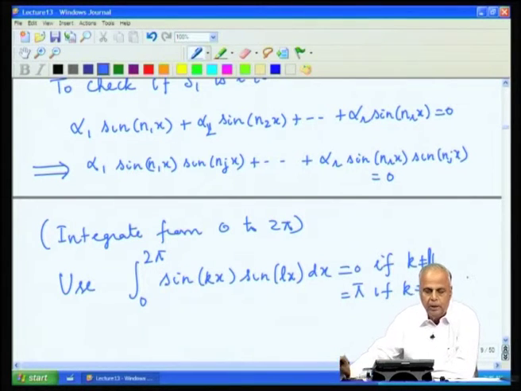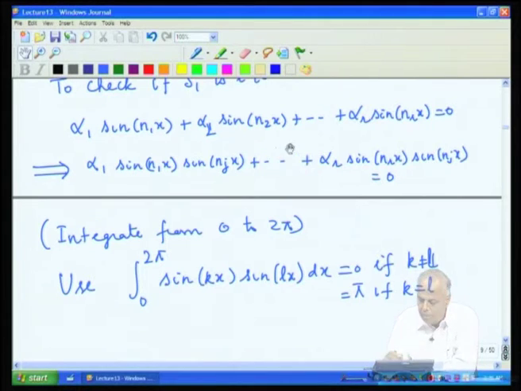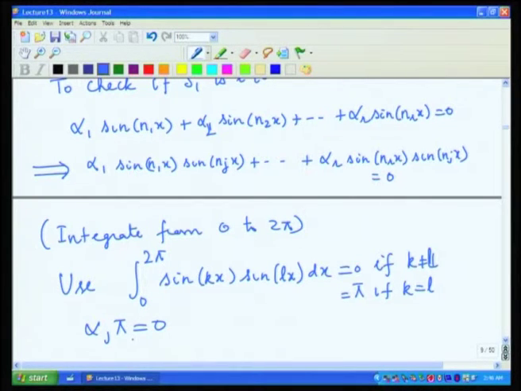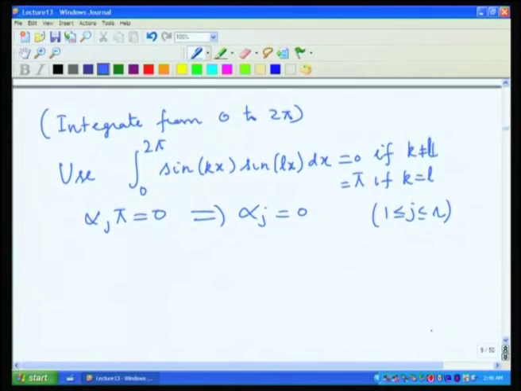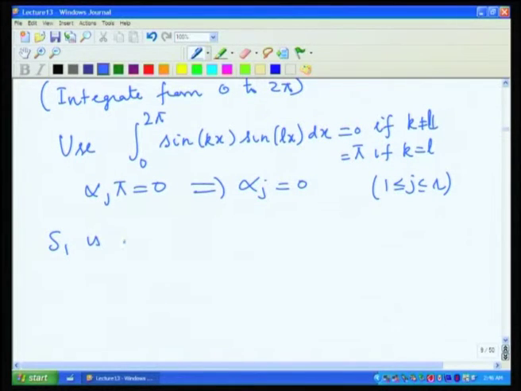If we use this property in this integral, every term will vanish until we hit nj, where we will get sin squared njx, and that will be pi. So we will get alpha j pi equal to 0. But since pi is not 0, that says alpha j equal to 0. So for every j, from 1 less than or equal to j less than or equal to n, we get all the coefficients to be 0. Therefore, S1 is linearly independent. Since S1 is an arbitrary finite subset of S, S is also linearly independent.